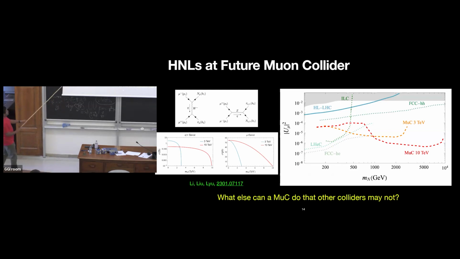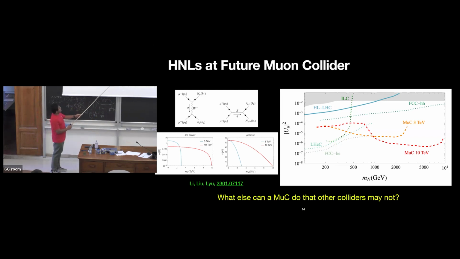And they have done studies for a 3 TeV and for a 10 TeV muon collider. I forgot what luminosity they're using. But again, you can see that you can cover a lot of open parameter space over here, and you can beat all the other future colliders here. The FCC-hh is way up here, and even FCC-eh, this is the electron-proton mode in the FCC.